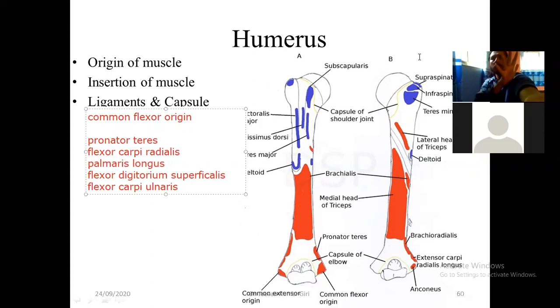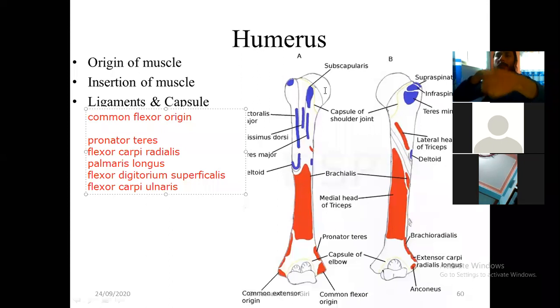Just put your hand like this. Now see your five fingers here, from thumb to small finger. So pronator teres, flexor carpi radialis. Then this is the palmaris longus, the middle finger is the long. So next is the flexor digitorum superficialis, and next is the flexor carpi ulnaris. So just remember, these are the muscles of the common flexor origin.